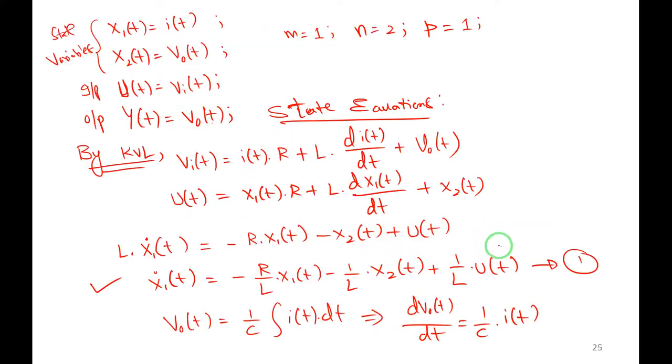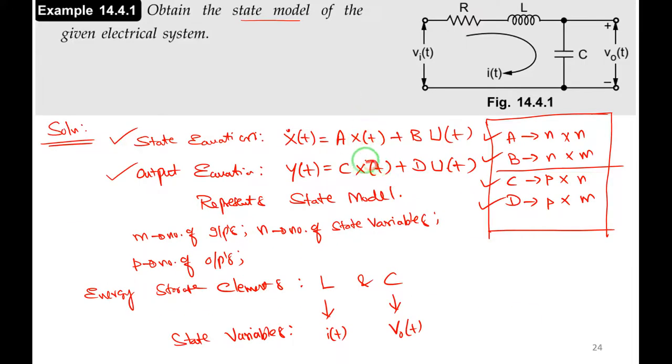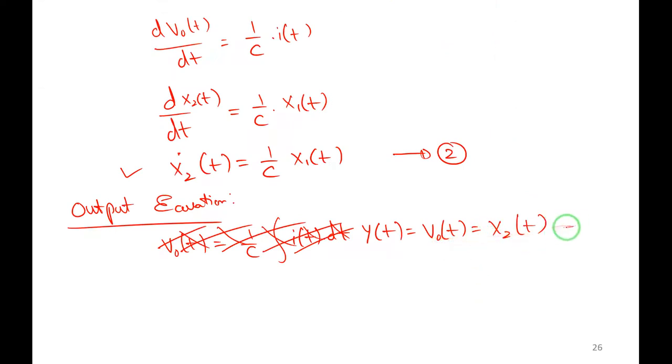And you can observe here in the output equation, we have x of t but we don't have u of t, which means D is 0. We will write this. I hope you can see this. Call this equation 3.